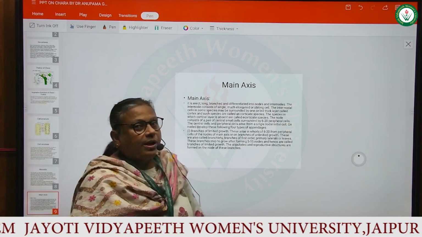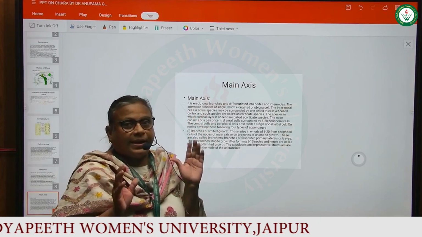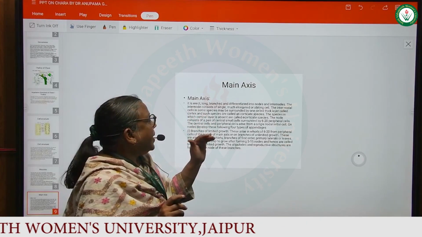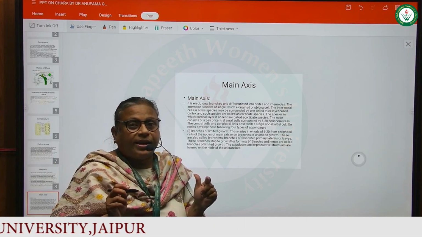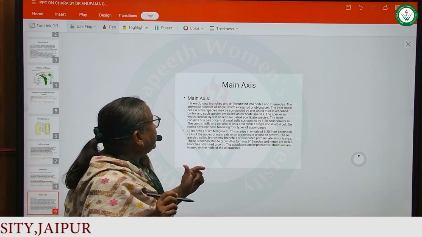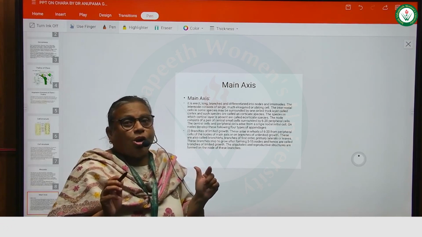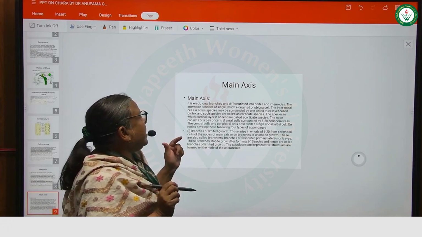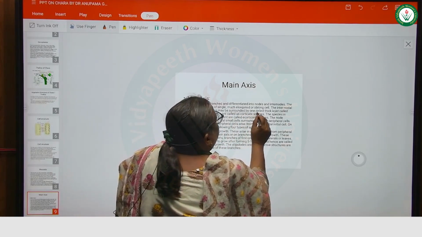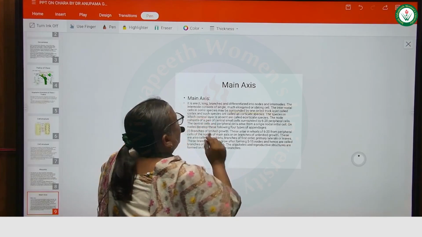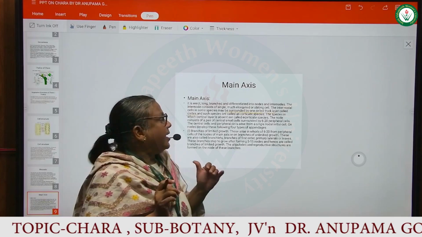Now I talk about the main axis of Chara. The main axis is erect, long, and branched, and it is divided into nodes and internodes. The internode consists of a single elongated or oblong cell, and the internodal cells in some species may be surrounded by a one-cell-thick layer called the cortex, and such species are called corticate species.